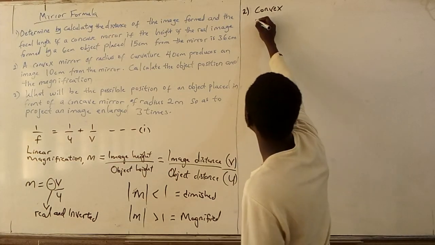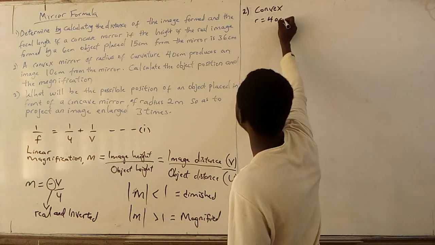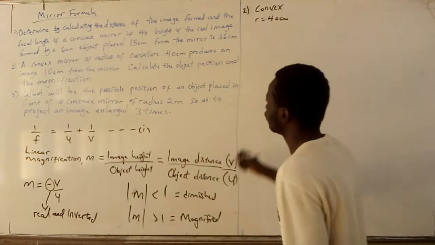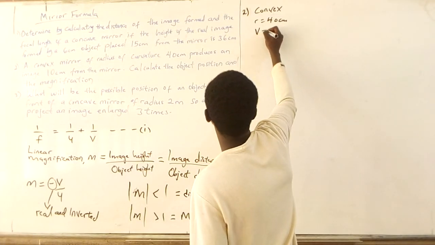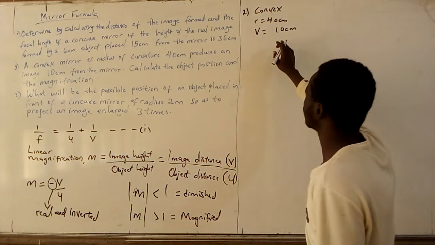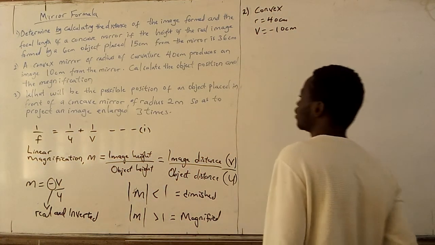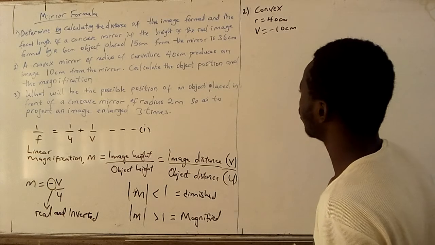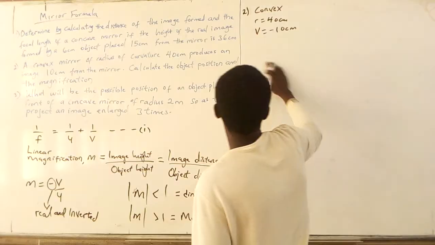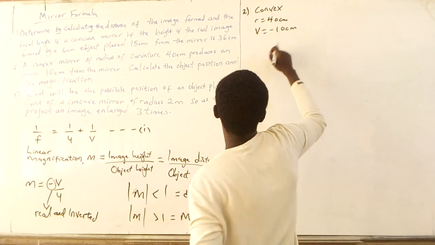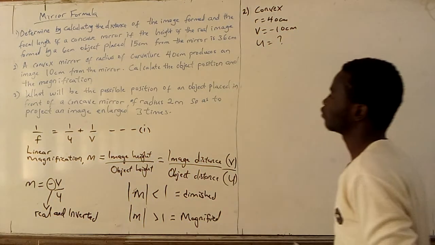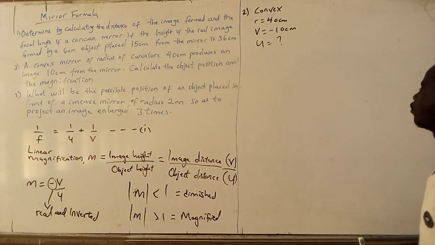The radius of curvature is 40 centimeters, and it produces an image 10 centimeters from the mirror. So V is 10 centimeters from the mirror. Since this is a convex mirror, our V will be negative. Then calculate the object position and the magnification. For the object position, we need U, which is the distance of the object from the mirror.